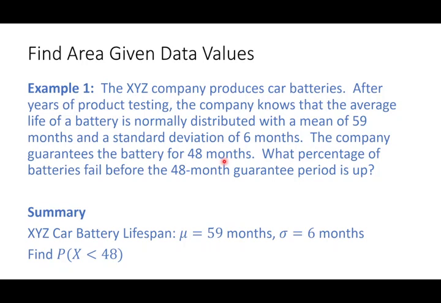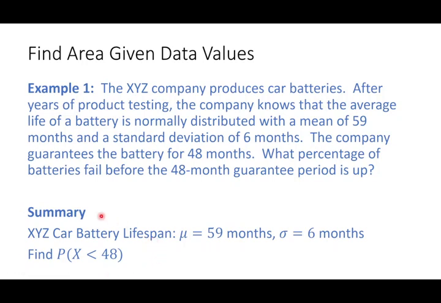So we have the XYZ company who makes car batteries. And suppose after years of product testing, they know the average lifespan of a battery is normally distributed, a bell curve, with a mean of 59 months, a standard deviation of 6 months. This is sort of realistic data. The company guarantees that the battery lasts 48 months with some kind of money back guarantee, let's say. What percentage of batteries fail before the 48-month guarantee period is up?